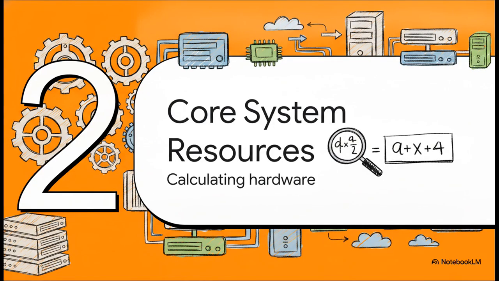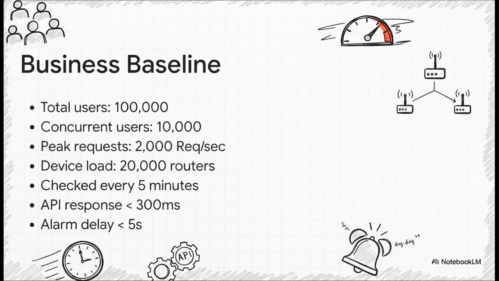Moving to Section 2. Calculating core system resources. Let's ground this in reality, shall we? An architect's very first step is actually never looking at a CPU or a spec sheet. It's looking directly at the business. Take this enterprise scenario. We've got a network management system supporting 100,000 total users with 10,000 on concurrently. We're hitting peak requests of about 2,000 per second. And on top of all that, we're monitoring 20,000 routers, pulling data every 5 minutes.